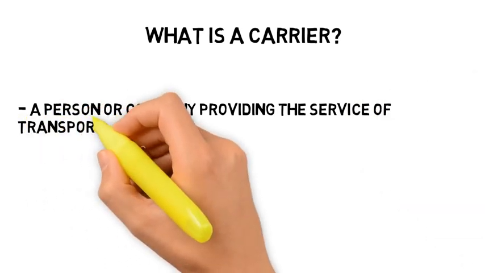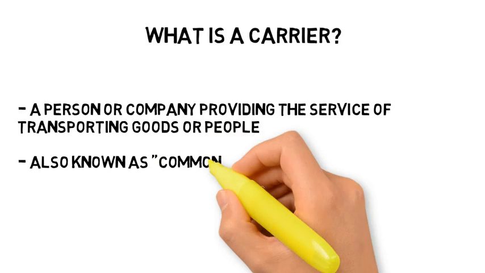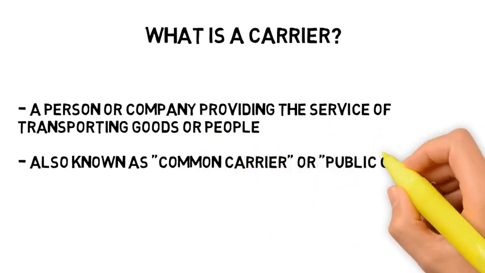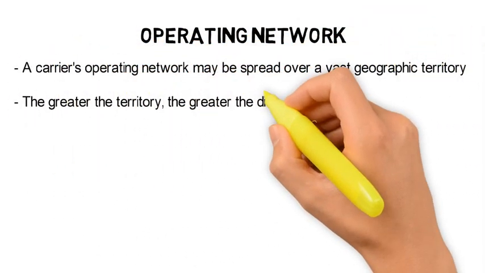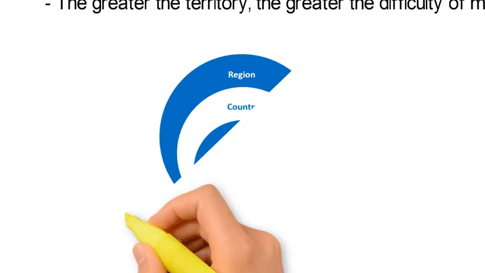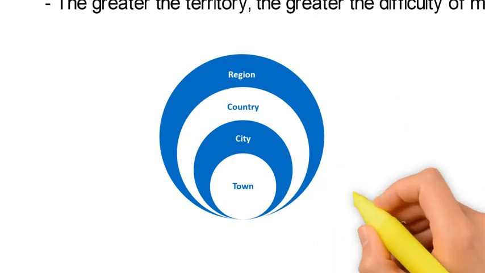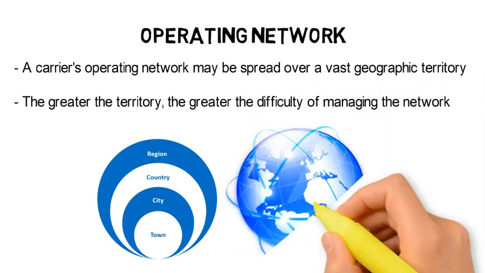This includes SBS Transit, which operates buses, SMRT, which operates trains, and also SIA, which transports both passengers and cargo. The operating network of a carrier includes any geographic territory where it operates. This could be as small as just a town or a city, and it could also be nationwide, regional, or even worldwide. The greater the territory, the greater the difficulty of managing that network.